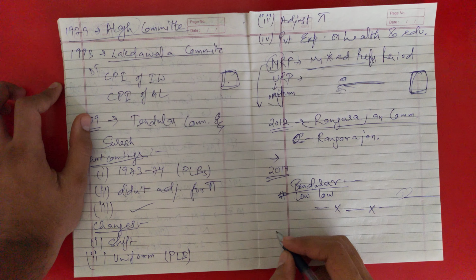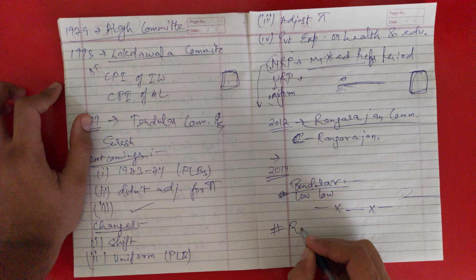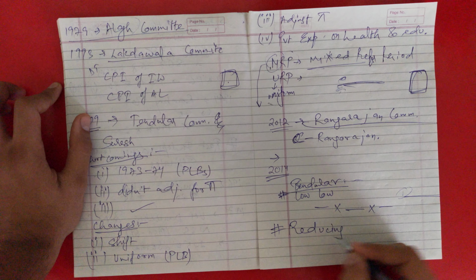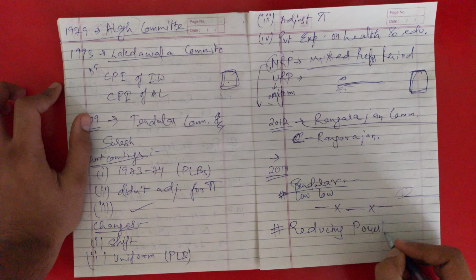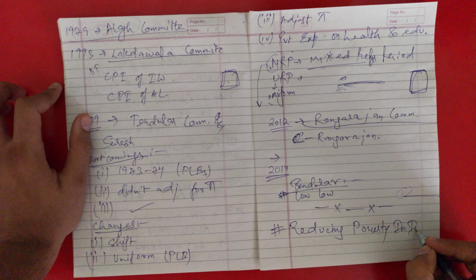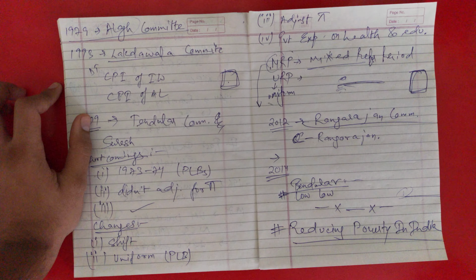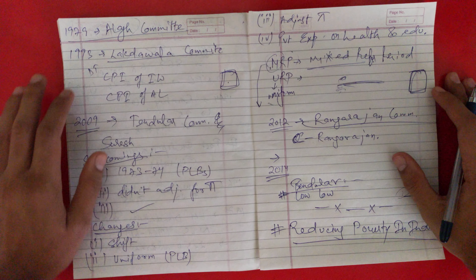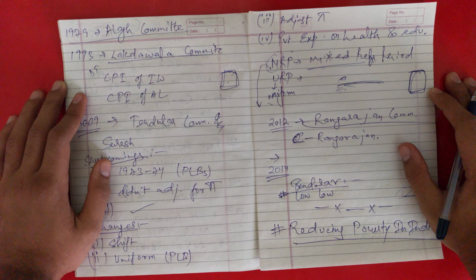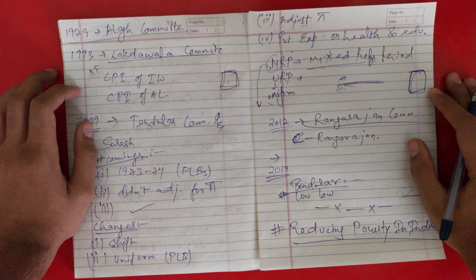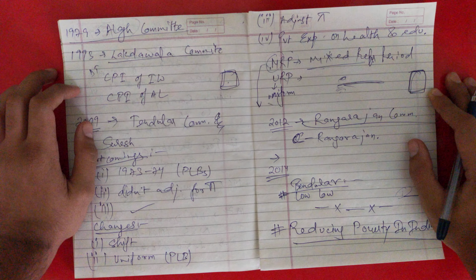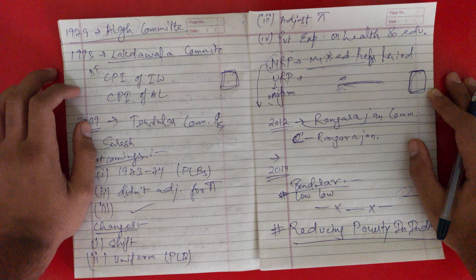So now we will be discussing the measures taken by the government to reduce poverty. So the topic will be reducing poverty in India. Okay, so India has made tremendous progress in reducing absolute poverty in the past two decades. The standard way to determine whether a household is poor is to compare its daily expenditure per capita to a minimum consumption threshold or poverty line.